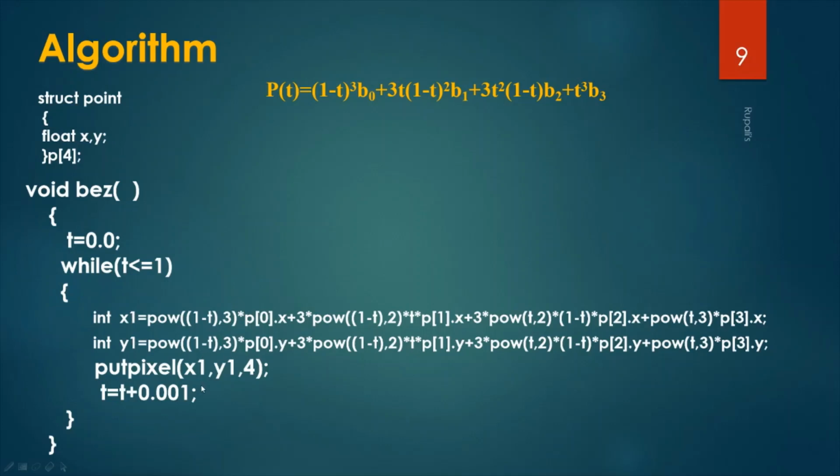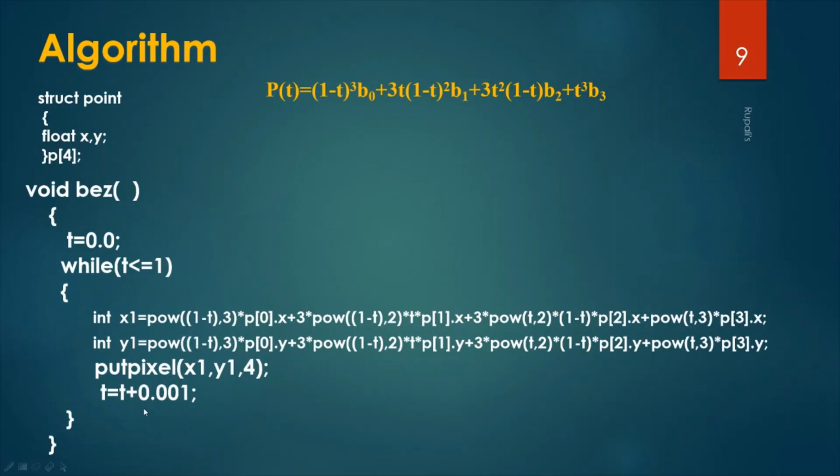Then plot x1, y1, put pixel x1, y1, and this one is the color of the curve, 4. 4 is for color. You can change your color by changing this number. Okay, so x1, y1. Next time increase t by 0.001. Next value is 0 plus 0.001. Again plot the pixel. Next time increase t, again plot the pixel.